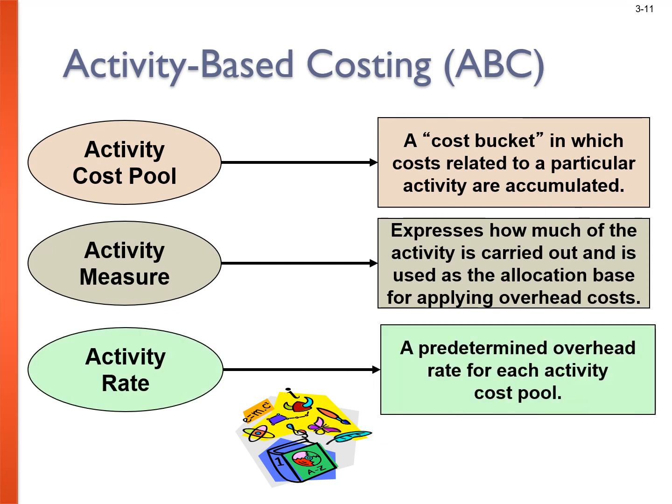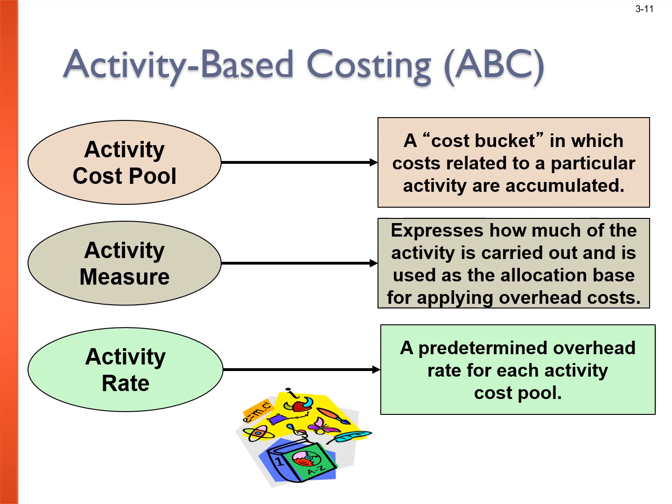We then create a bucket, a cost bucket. That's our activity cost pool, in which costs related to our particular activity are accumulated. What kind of costs are there in admitting a patient? What kind of costs are there for setting up a machine? What kind of costs are there for billing customers? Each of those will go into their own bucket.